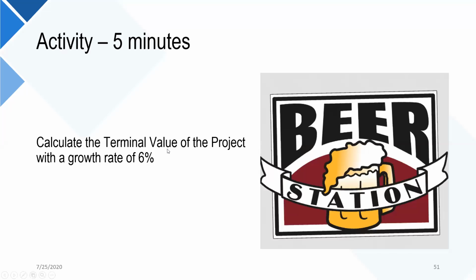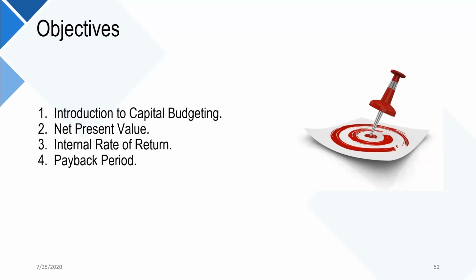Correct. Okay, so let's recap. We introduced capital budgeting analysis. Now we know what that is. We talked about net present value, a time value of money. We actually saw quite a few analyses of that, with the last one being terminal value.